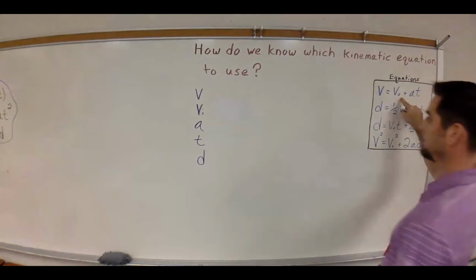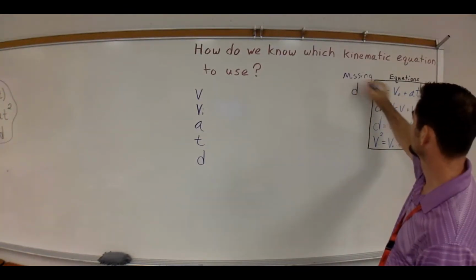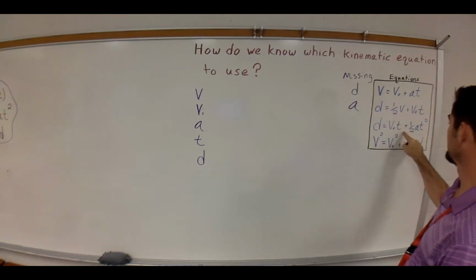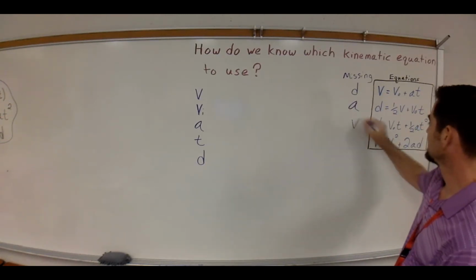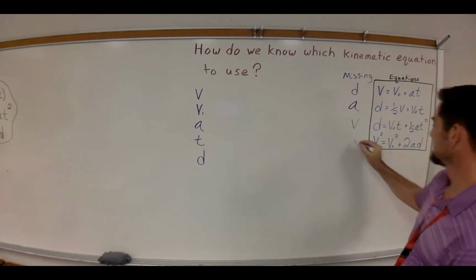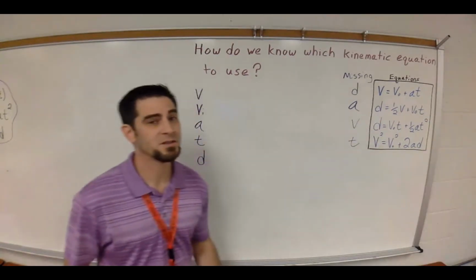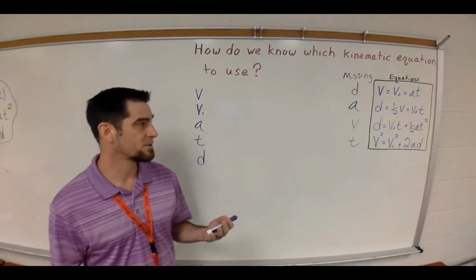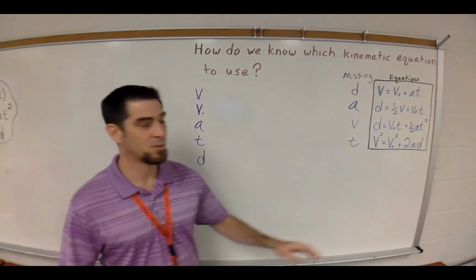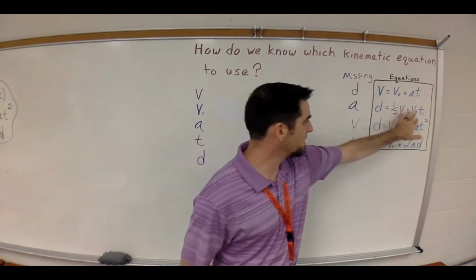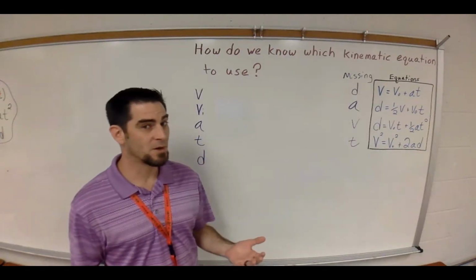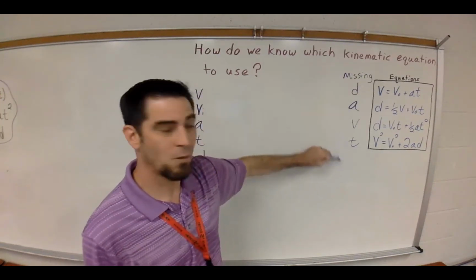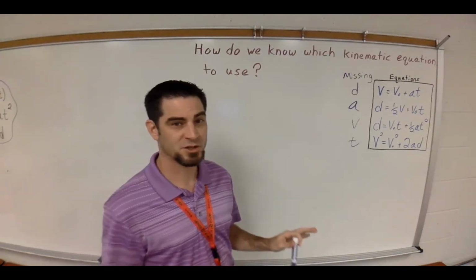This one is missing distance. This one is missing acceleration. This one is missing velocity. And this one is missing time. When you're trying to determine which equation to pick, when you read the question you're trying to answer, 3 of the variables in the equation will be given to you, and the 4th one will be the one they're asking for. The one that's missing won't even be mentioned in the question at all.